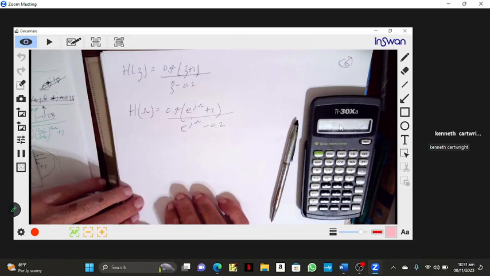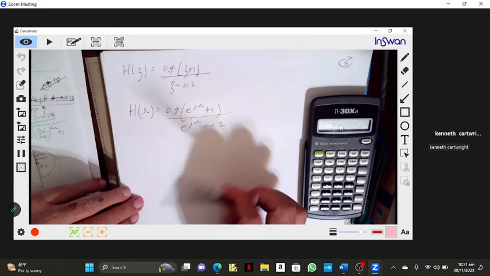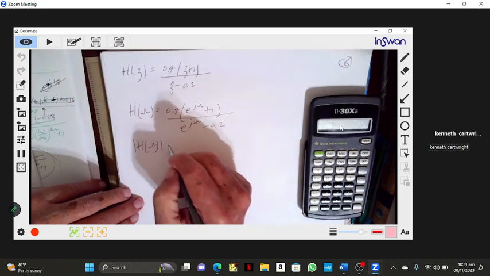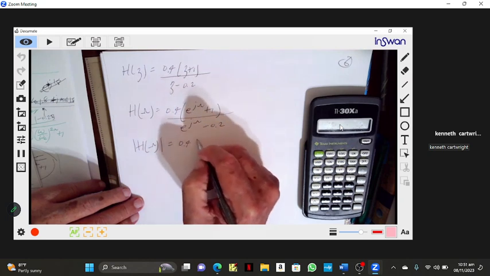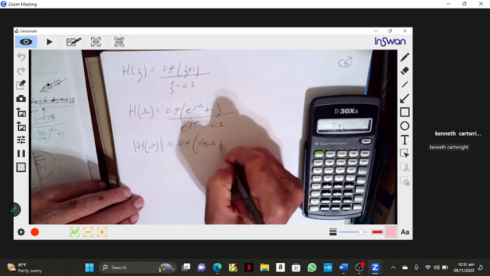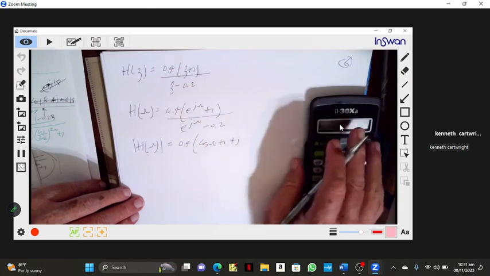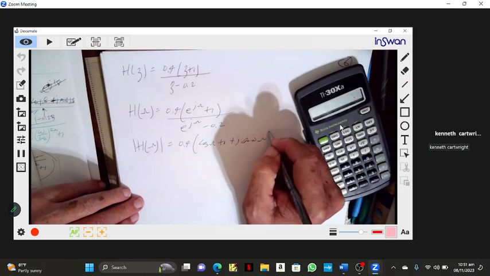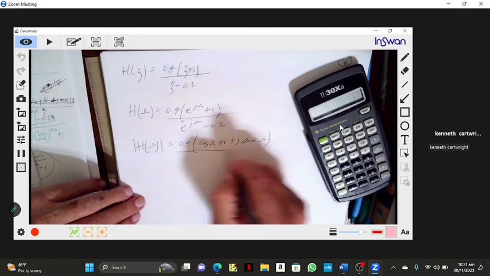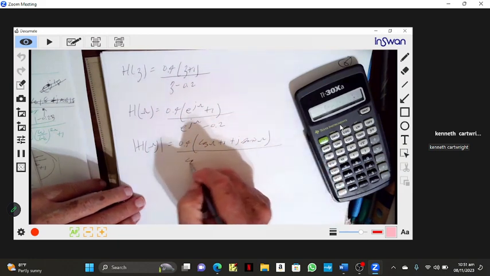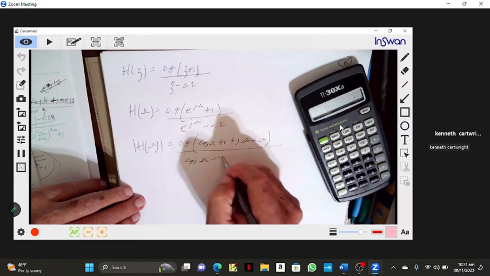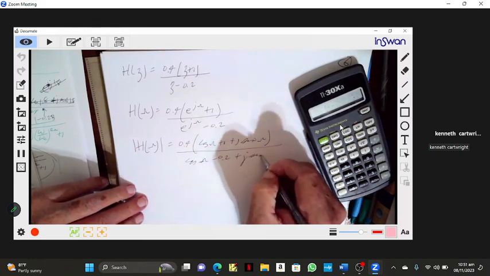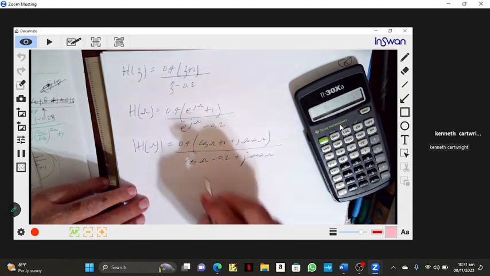So now we want the magnitude of this. This is 0.4 times (cosine omega plus 1 plus j sine omega). The bottom is cosine omega minus 0.2 plus j sine omega. And so we have the magnitude.